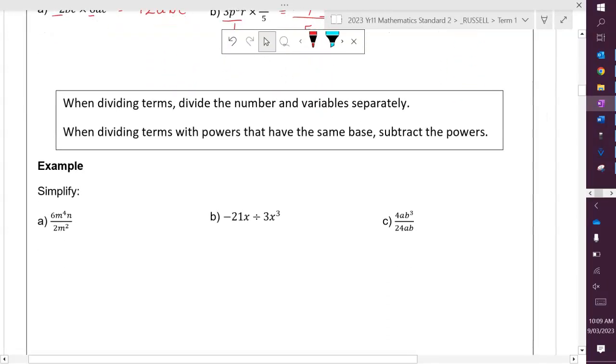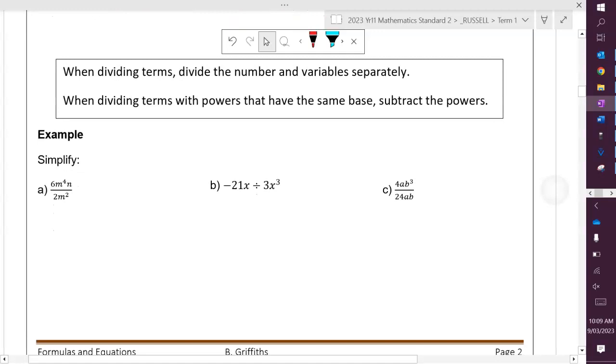Now when I'm dividing terms, I divide the number and the variables separately. If we have powers that we are dividing, if they are the same base, then we subtract. So with our multiplication we added, with our division we subtract. With this one here, I have 6m to the 4n divided by 2m squared. So 6 divided by 2 is 3. m to the 4 divided by m to the 2 means 4 take away 2, which is 2. And then my n will stay. And there's nothing left on the denominator because I've been able to cancel all of those.